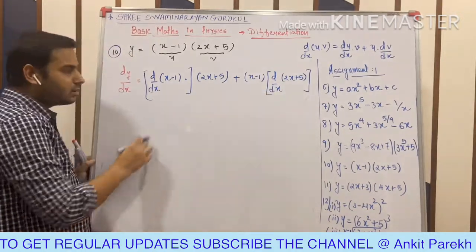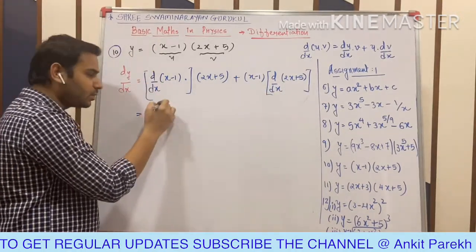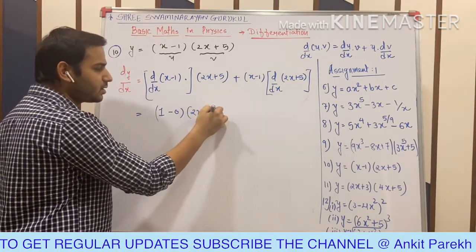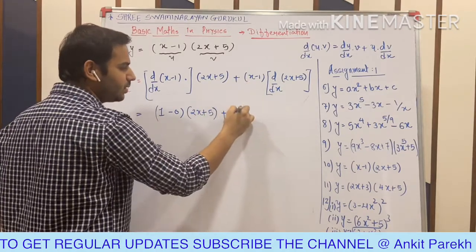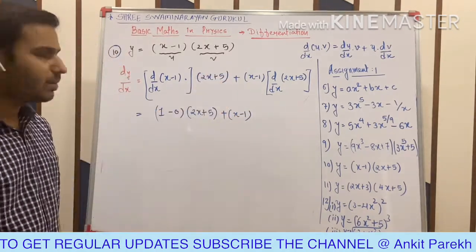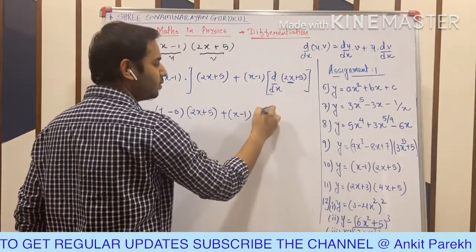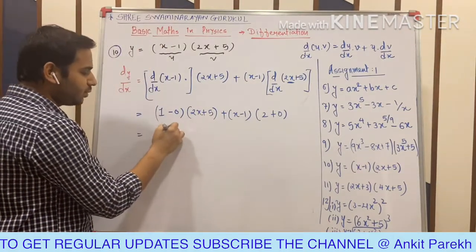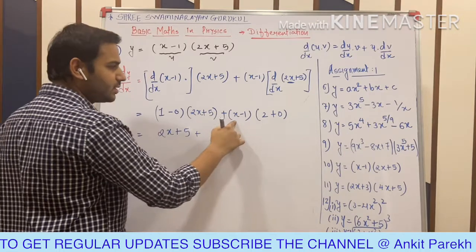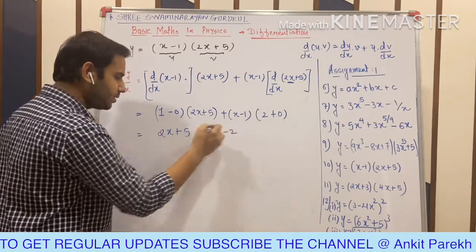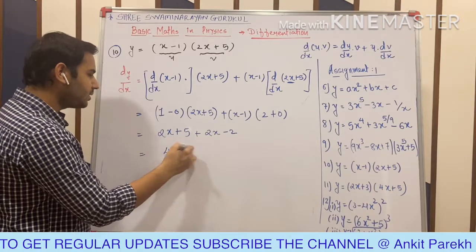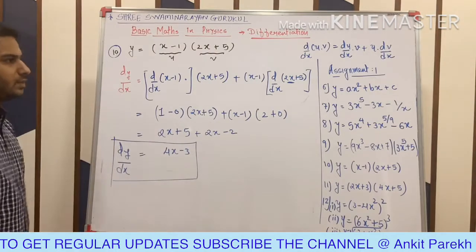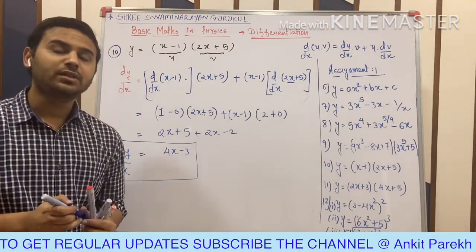Okay. Chalo. x minus 1, differentiation of x is 1. Differentiation of 1 is 0. This bracket as it is, no differentiation is needed. Now x minus 1 as it is, and the differentiation of second bracket, differentiation of 2x is 2 and 5 is constant term which is 0. So answer is 2x plus 5 plus this 2x minus 2. The answer is 4x minus 3 dy by dx. Okay, this is done with the use of product rule.